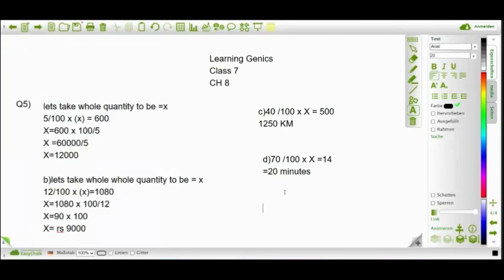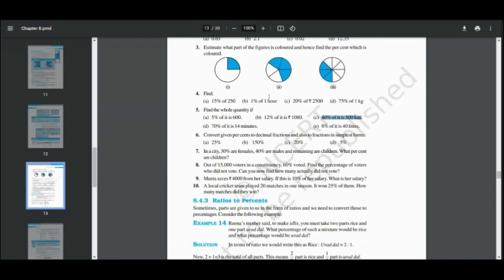I again calculated this very fast because I have practiced these questions many times. 8% of it is 40 liters, and practice makes a man perfect, as we know. I've practiced these kinds of questions many times.